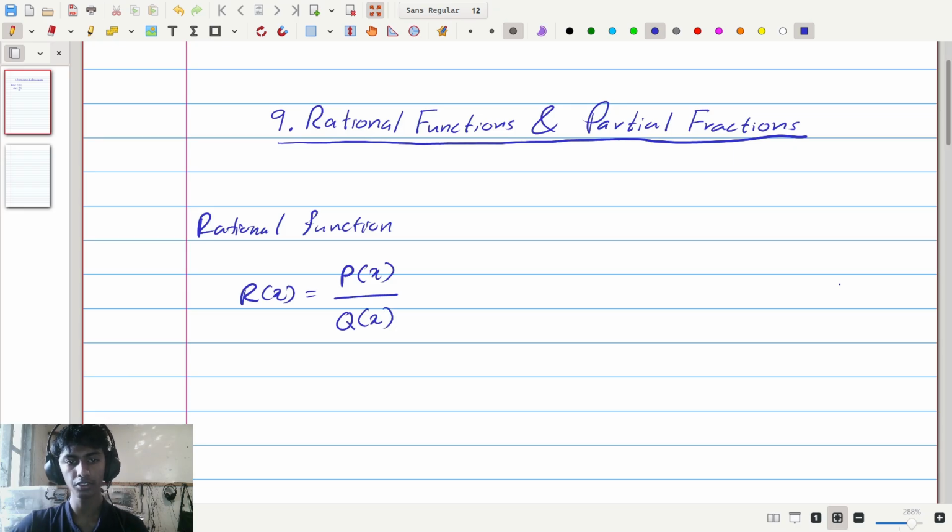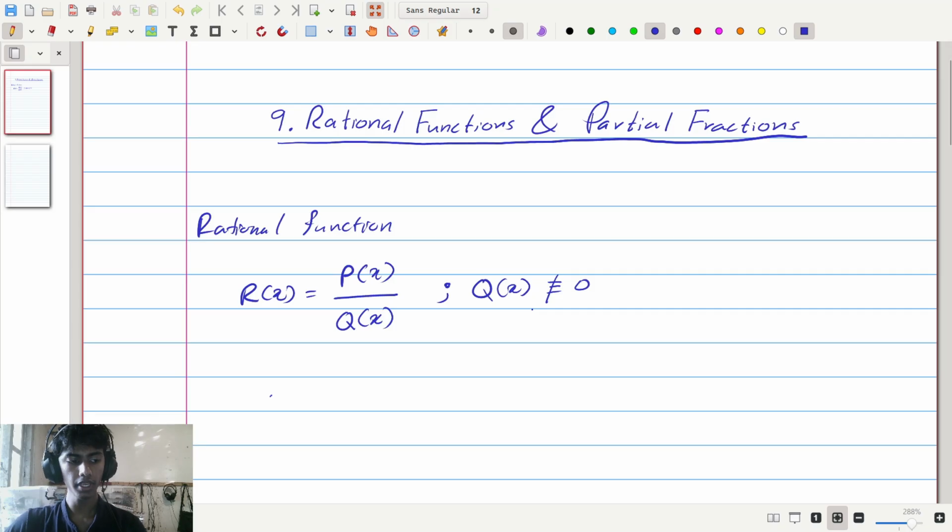two polynomials. There are a couple of extra conditions. Here, the polynomial function Q(x) cannot be identical to the zero function. If Q(x) was identical to the zero function, then across the entire domain of x, R(x) would be something divided by 0, which we cannot allow. So we have that Q(x) should not be identical to the zero function.